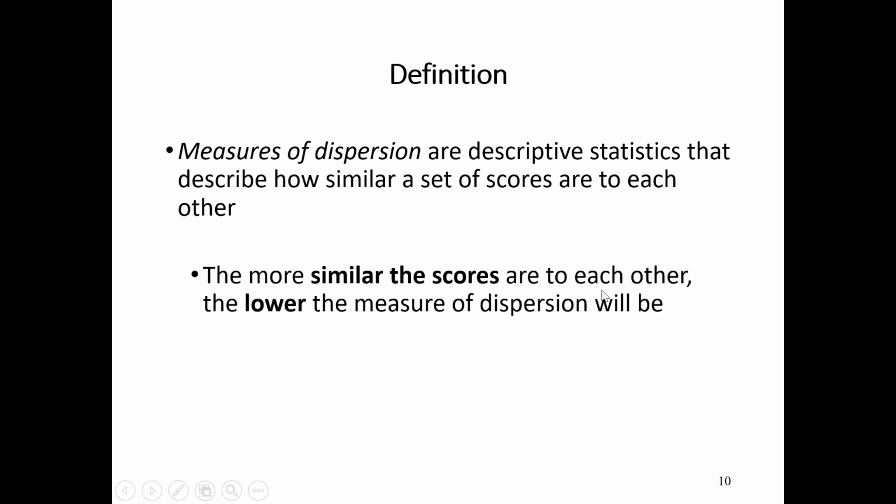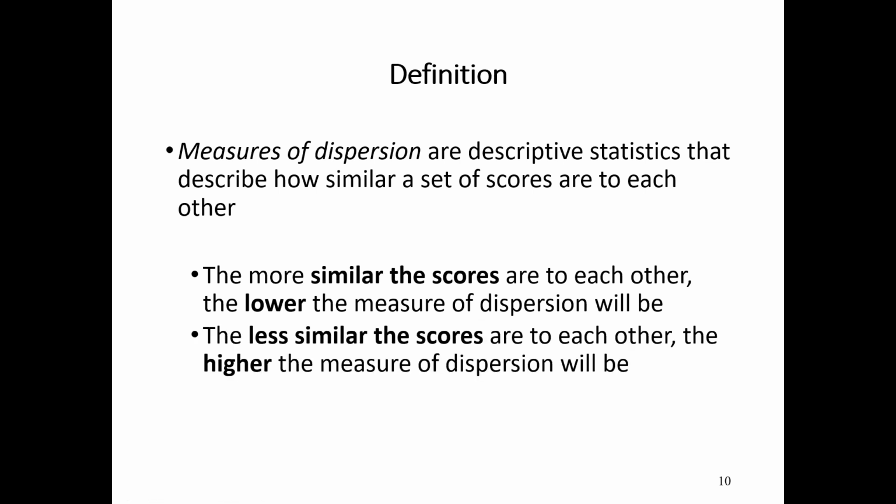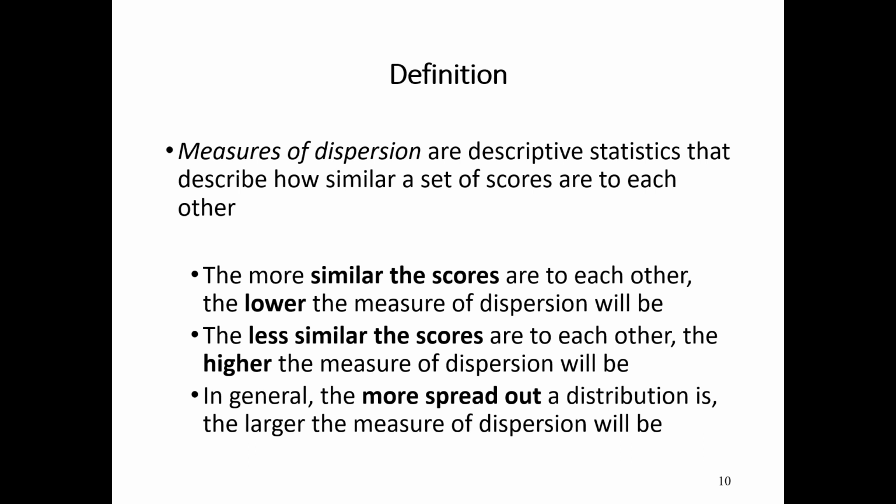So the more similar the scores are to each other, the lower the measure of dispersion will be. So we try to also find out the measure of dispersion. If there is dissimilarity between the different scores, then the dispersion level will be much higher because they are widely distributed from each other, or from the mid value if I take. So that is giving you an indication about dispersion. In general, the more spread out the distribution is, the larger the measure of dispersion would be.